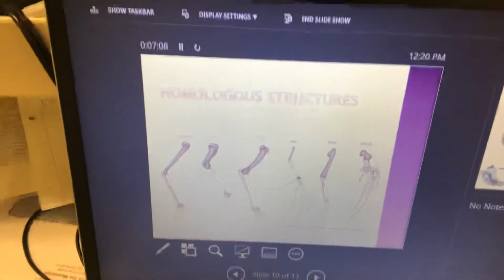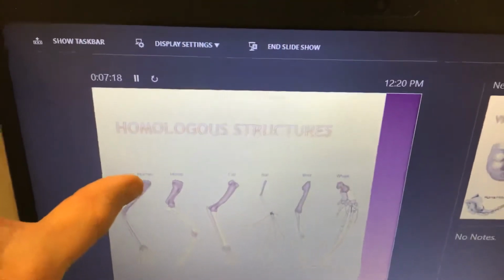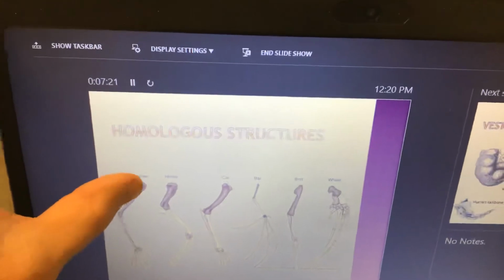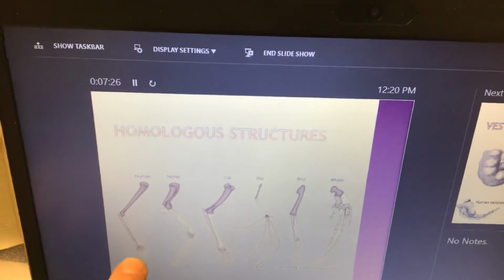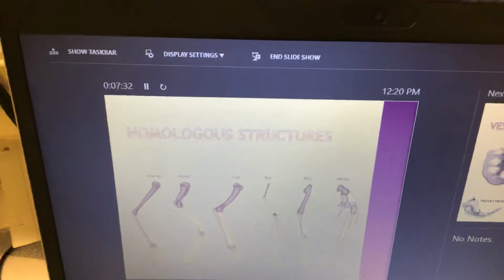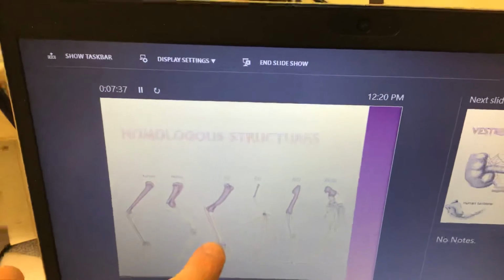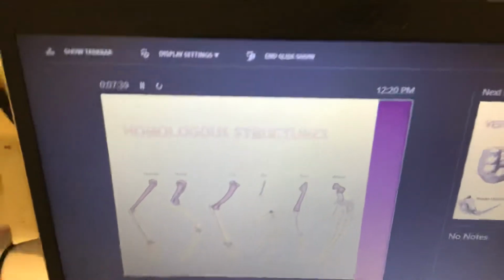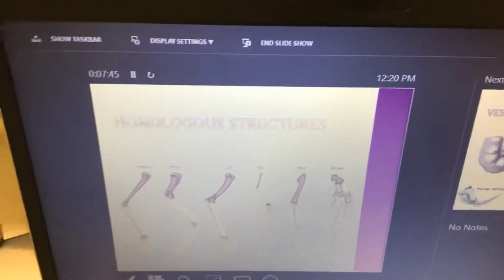Homologous structures are how your body is laid out. And you'll notice, like with the human, this is our arm, so our upper arm here just has one bone, the humerus. Then we have two bones, then a bunch of small bones in our wrist, and a bunch of small bones in our fingers. The cat is kind of similar to us: one big bone, two small ones, some wrist bones, some finger bones. Even the whale has the finger bones in there, even though it's a flipper.